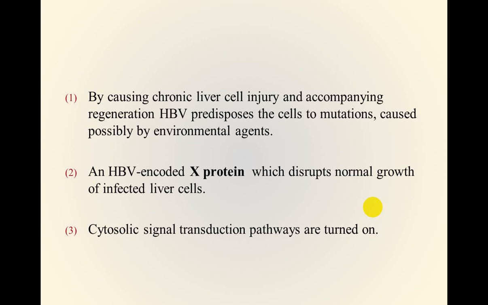How is that? As you know previously, hepatocytes are one of the labile tissues. What do labile tissues mean? They retain a capacity for proliferation, but they do not proliferate as long as there is no injury. Once there is an injury to the hepatocytes, we have the ability to replace them again by inducing hyperplasia. Okay, good. So by causing chronic liver cell injury, the virally infected cells will be killed by the immune cells.